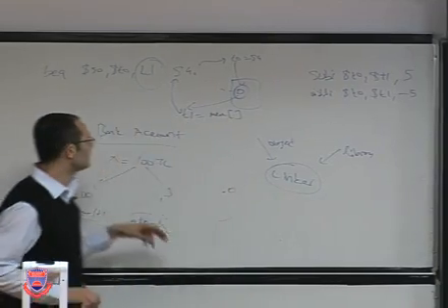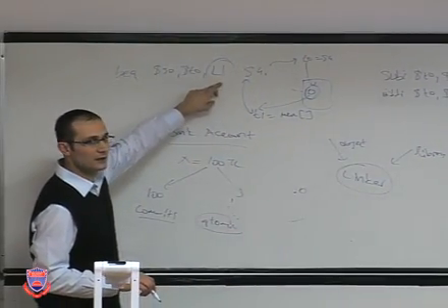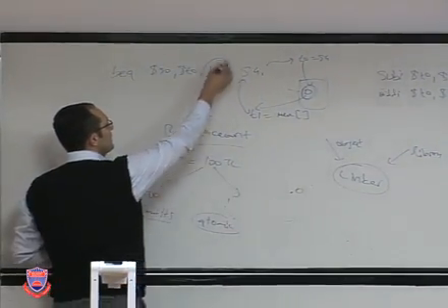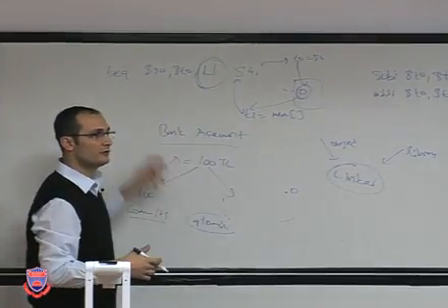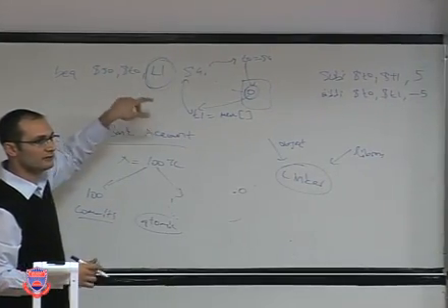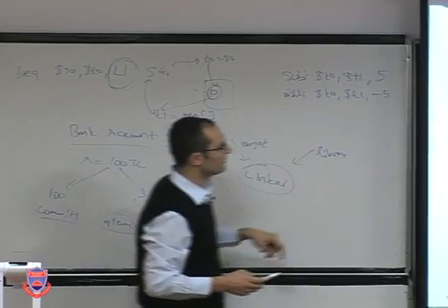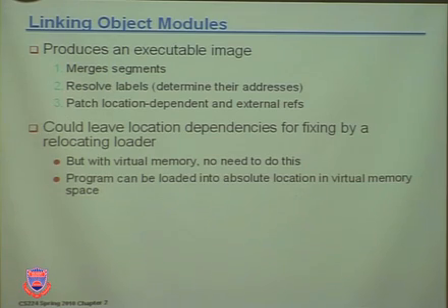As I said earlier, let's say in one of the object codes you have this label L1. It is going to need to refer to the correct address of this L1, wherever it points to. So in order to do that, you have to resolve the labels. That's also done by the linker. And then you patch the location dependent and external references. If there are certain references that need to be updated by this linking step, you have to do that as well. And these are all jobs of the linker to combine all these objects and the library modules.